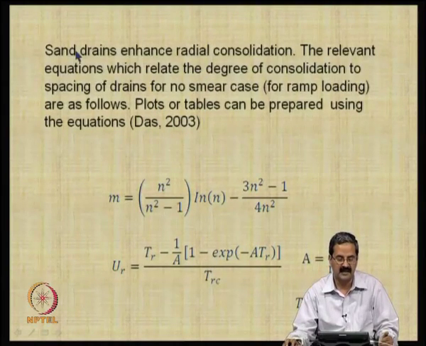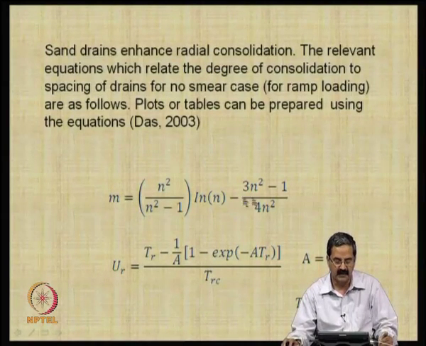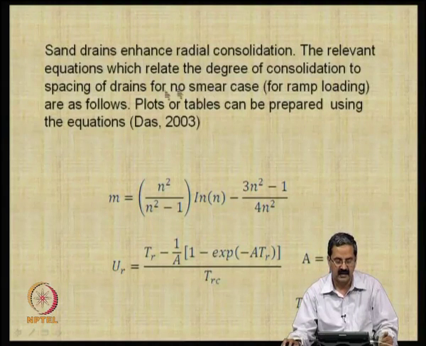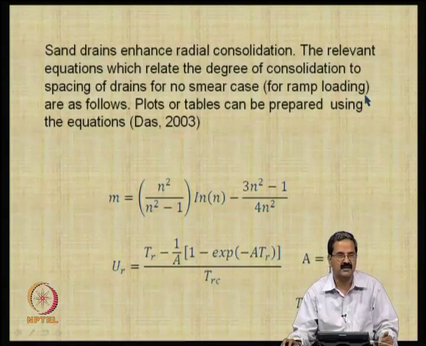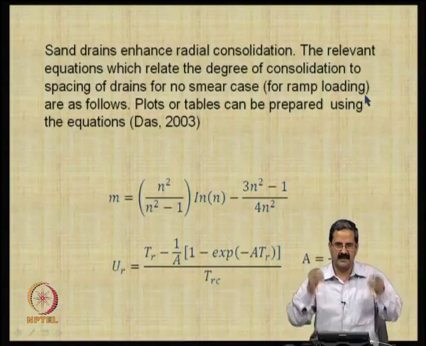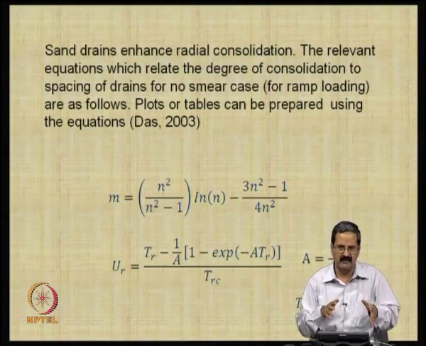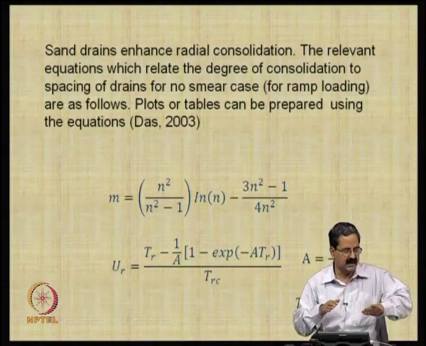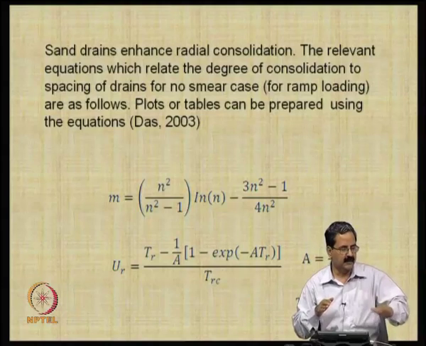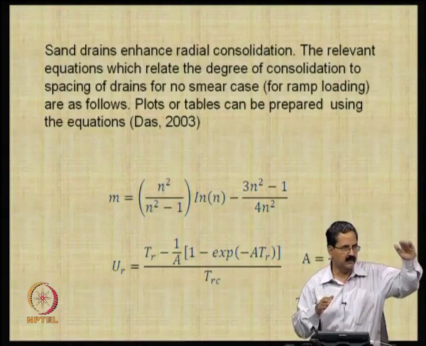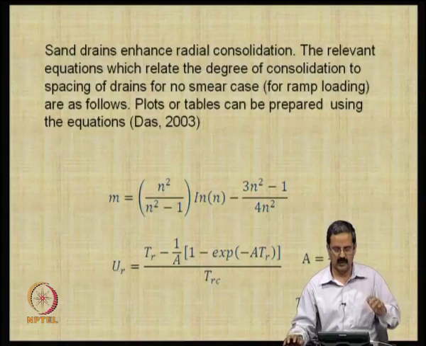Once you get this 15, and this is actually vertical consolidation number by knowing its time period, sand drains enhance radial consolidation, as I just mentioned. So, we have some equations, and the relevant equations which relate the degree of consolidation to spacing of drains for the no smear case are as follows. Actually, there are two types of loading, one is called ramp loading, the other one is instantaneous loading. Loading can be applied suddenly, but in ramp loading you construct sequentially and slowly, one by one, like a ramp, maybe 10 kPa, 15 kPa, 20 kPa, 40 kPa, 50 kPa, 60 kPa. So, that is a load that you can have.